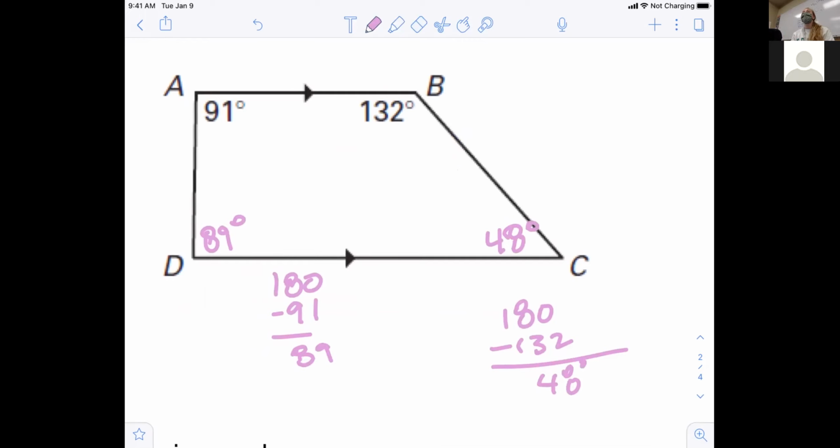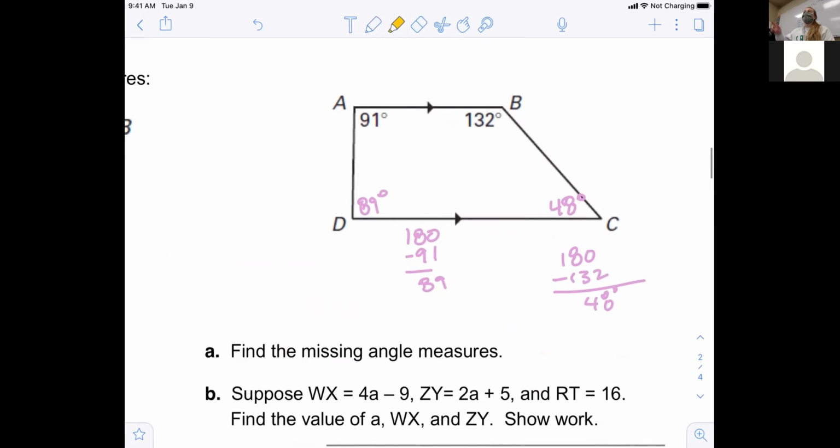What's another way? Did anyone think of it differently? Kate? Perfect. Plus, plus, plus, and if we had made this x, set the sum equal to 360, that would have worked too. Good job, Kate. Either way is correct. No way is more correct than the other way.